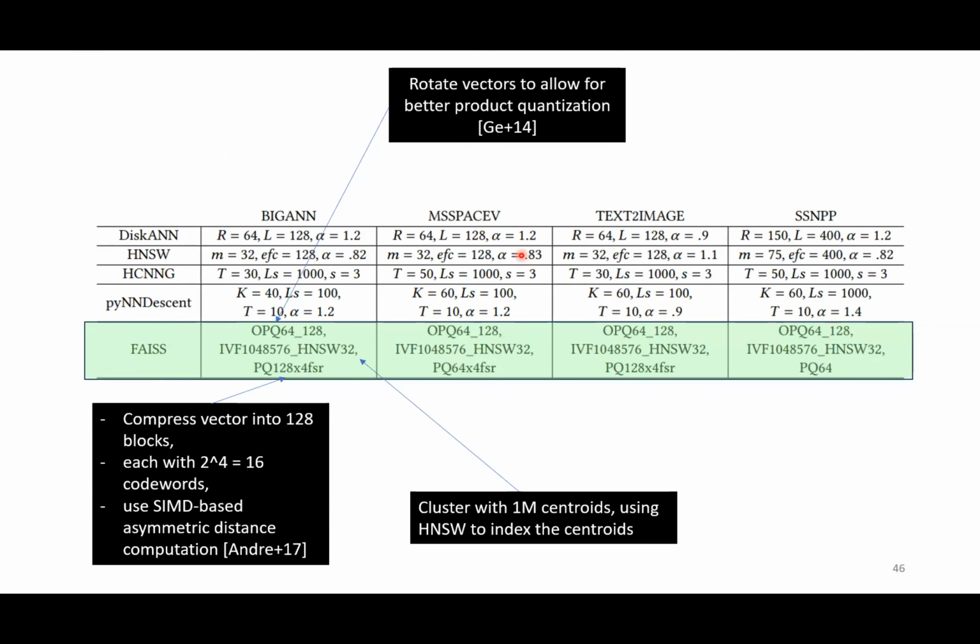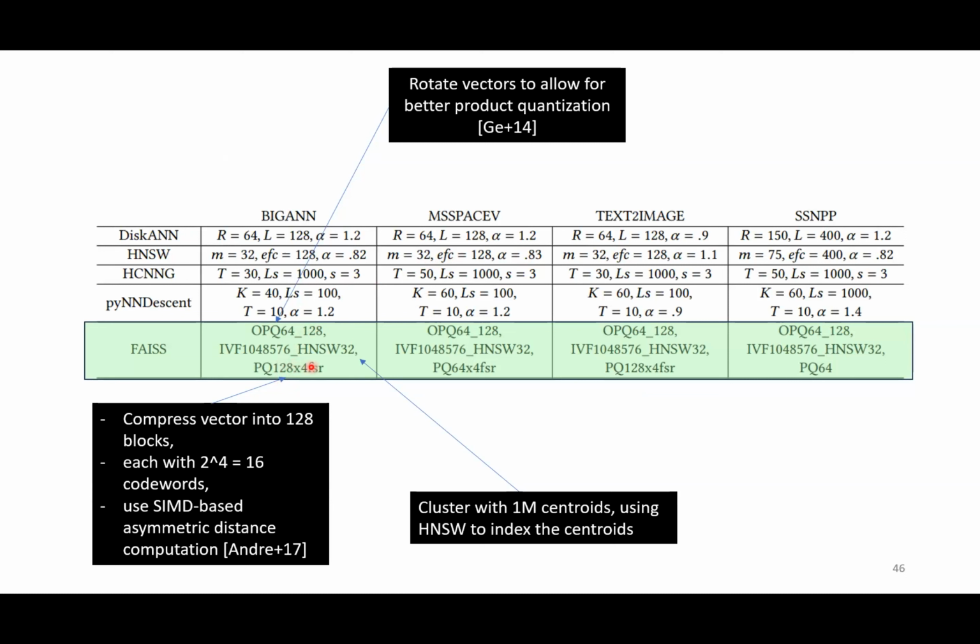So what did they do in the experiments over there? Well, they use product quantization. And the 4 means 4-bit centroid, so 16 different centroids. 128 by 4 means they split up the original vector in 128 blocks. And then each block had 16 different centroids.